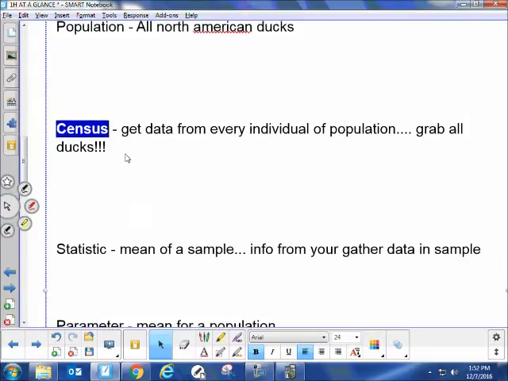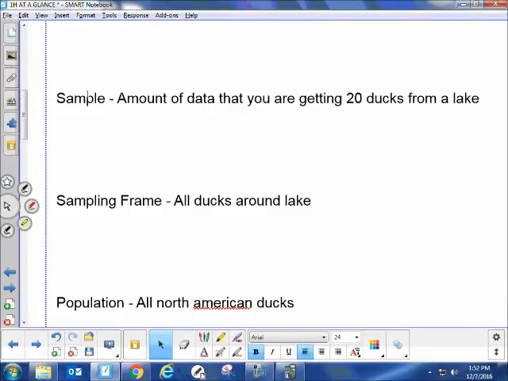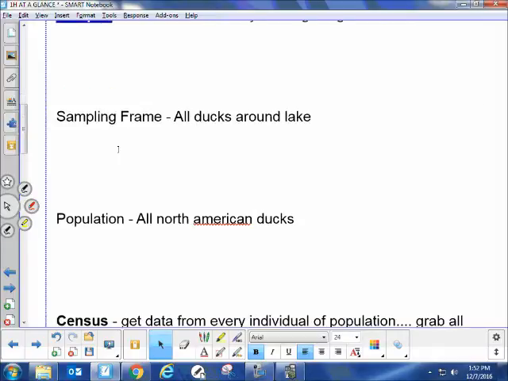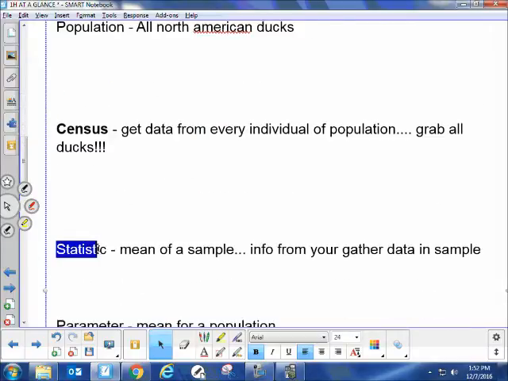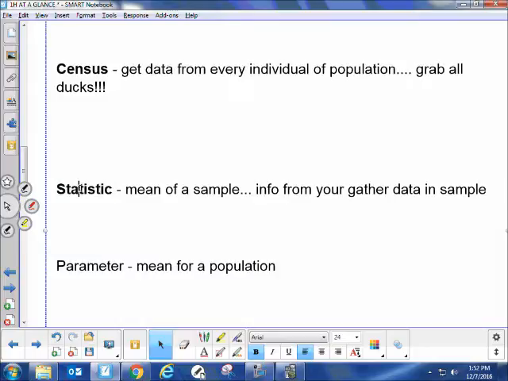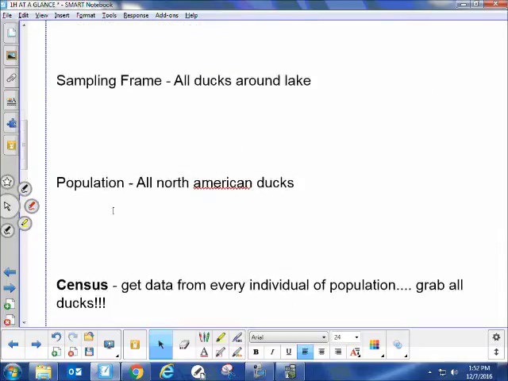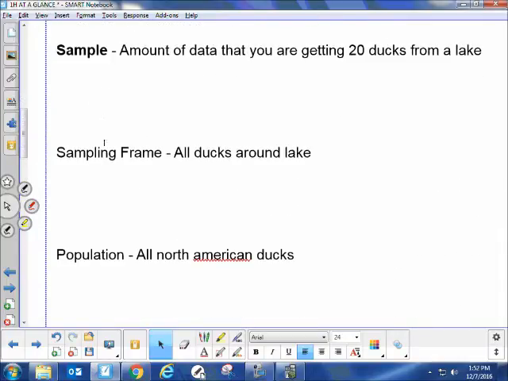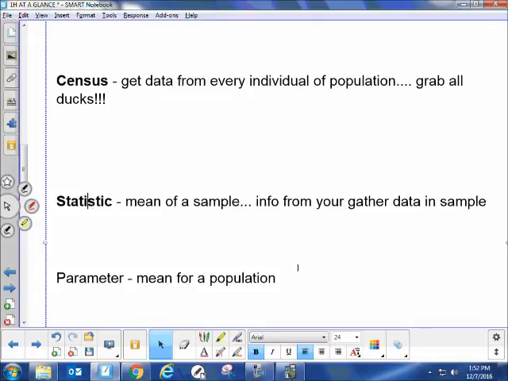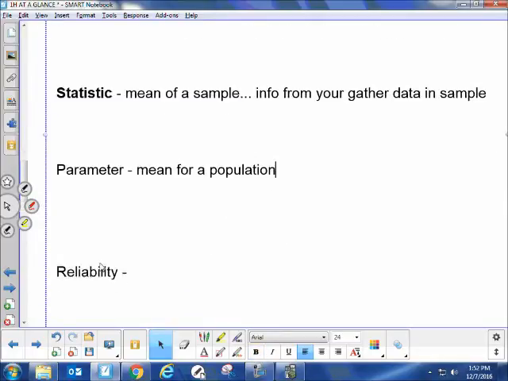But kind of the art of statistics is that it is very tough to do a census. So instead of doing a census, we will take a sample. That sample will produce a statistic, and that statistic we will hopefully say will tell us what the parameter actually is. Okay? So instead of a census, we take a sample to produce a statistic. Hopefully the statistic will be the same or close to the same as the parameter.